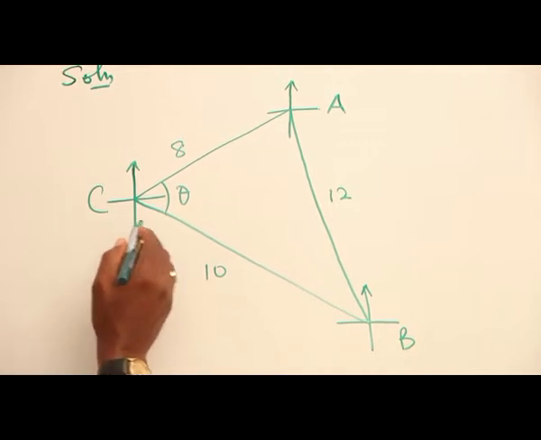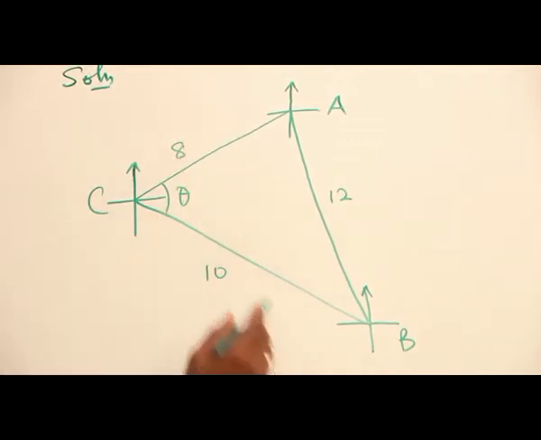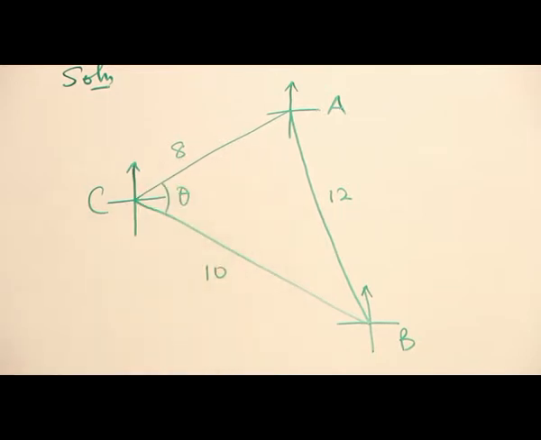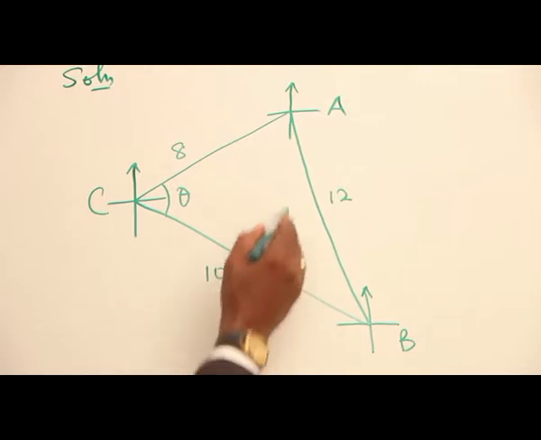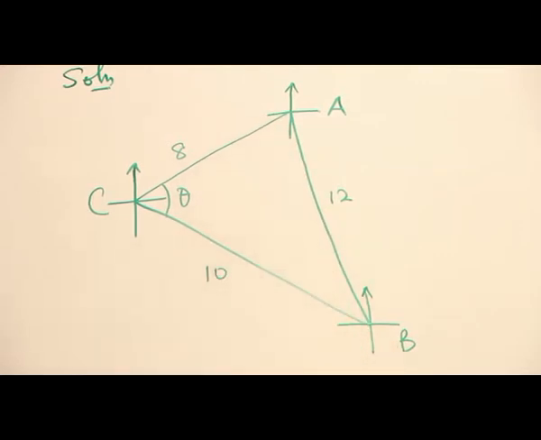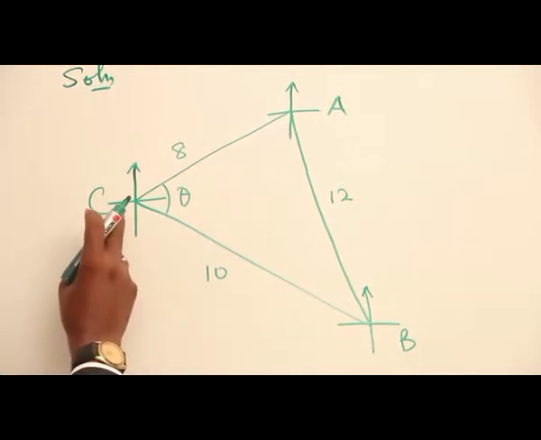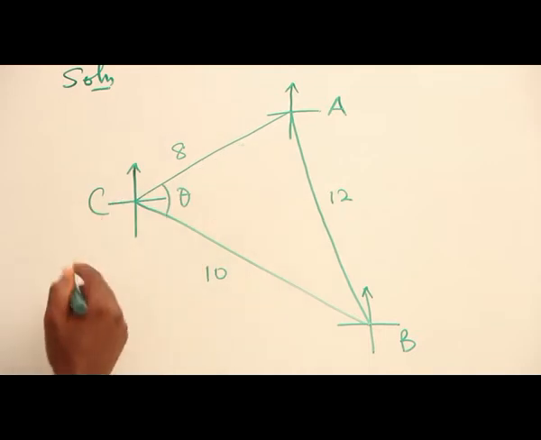And of course, A traveled on the north side of B. The distance from C to A is 8 kilometers. The distance from C to B is 10 kilometers. And the distance from A to B is 12 kilometers. Now, we are required in this case to calculate the bearing of A's route from C. Our interest is to find the bearing of A's route from C.